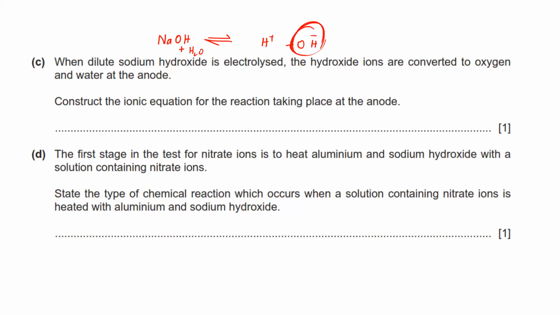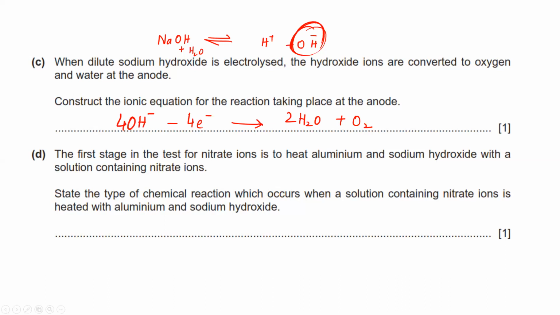So remember, at anode, these OH negative ions will be going. Negative ions, they will lose some electrons, and water will be formed, plus oxygen gas will be released. So 4OH negative, yes, four. This is how it will look like.